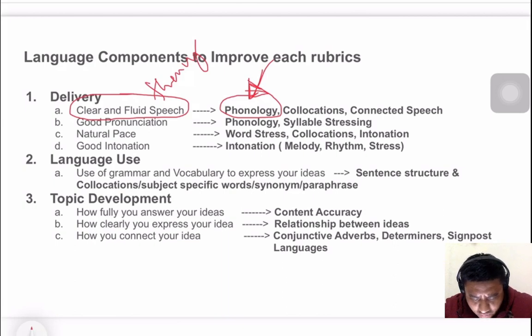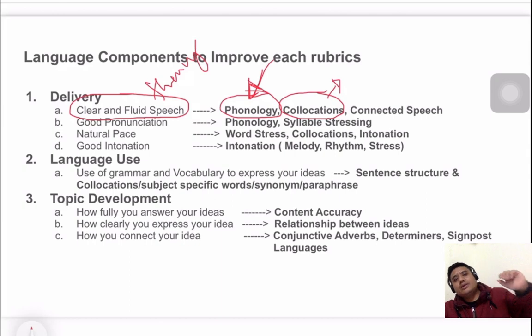And also, to be very clear and to improve your fluency, you need to concentrate on collocation. Now, collocation, from the video on writing, you guys know that it is a combination of words. Usually, when I teach the importance of collocation to students, I give them this particular example.